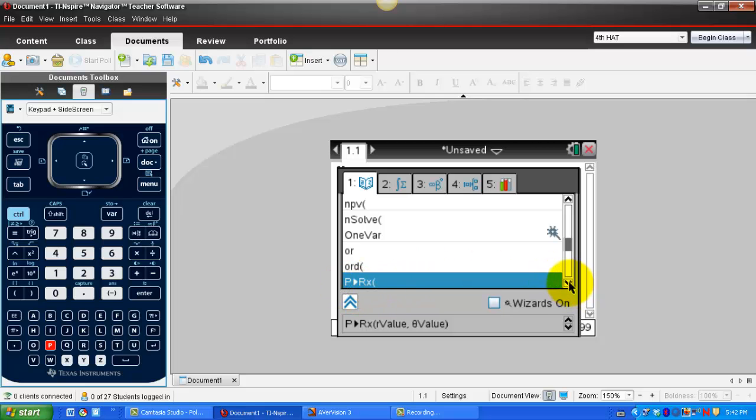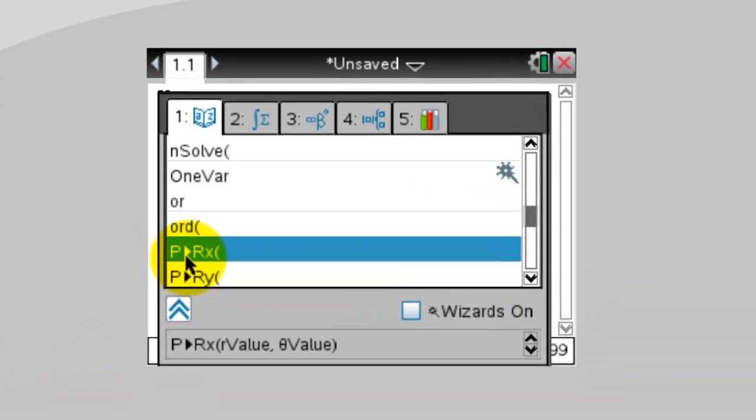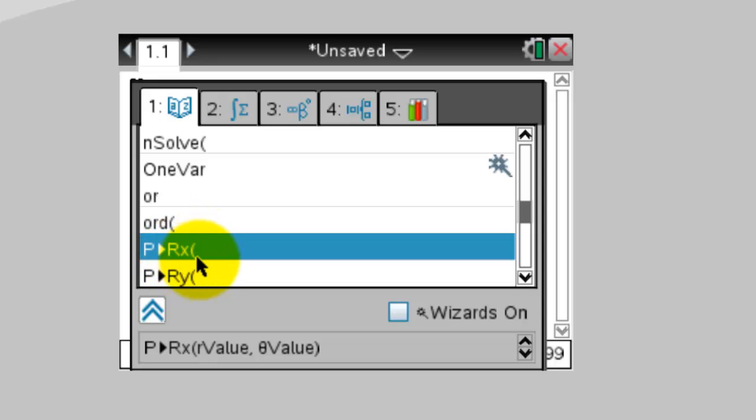And do you see how it has two choices here? P arrow Rx, and then the cursor. This is saying take a polar coordinate and convert it to the x coordinate of a rectangular. And then this is the command P arrow Ry, that's going to convert it to a rectangular and give you the y coordinate. And down here it tells you that you pull up this command and then you put in the r value, comma, the theta value. So I'm going to go ahead and do P arrow Rx.